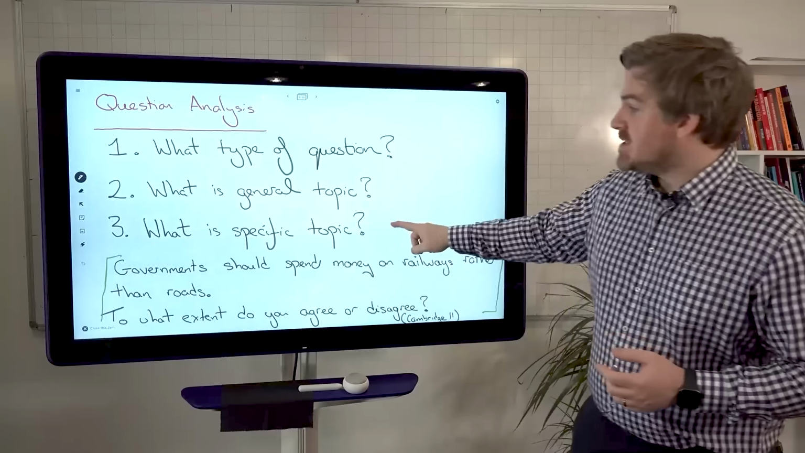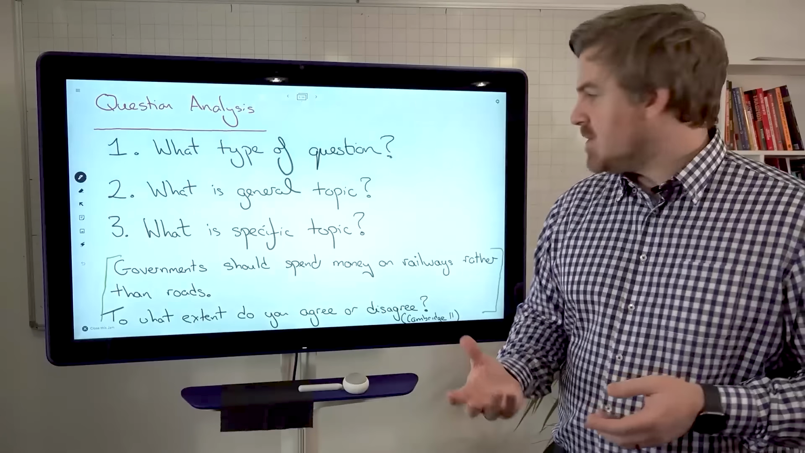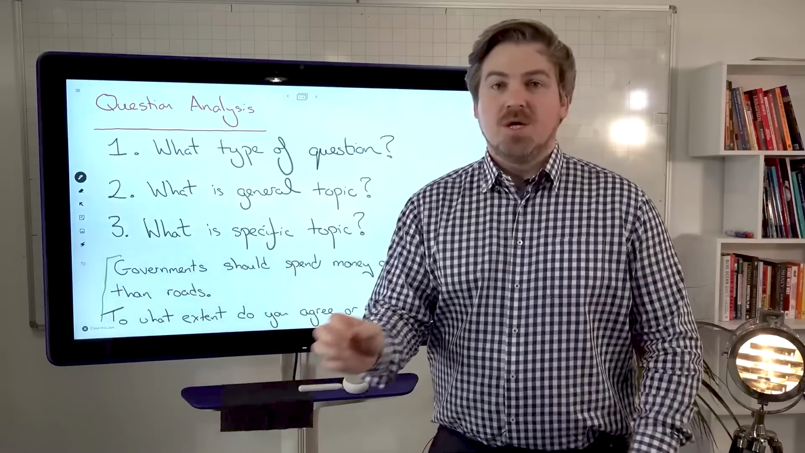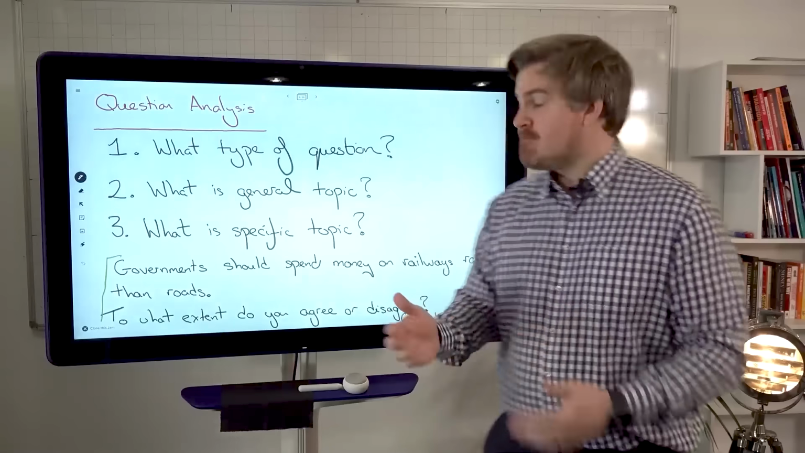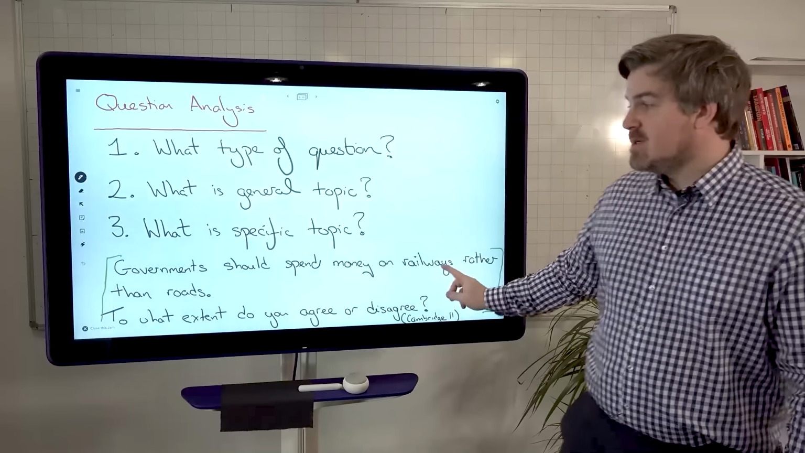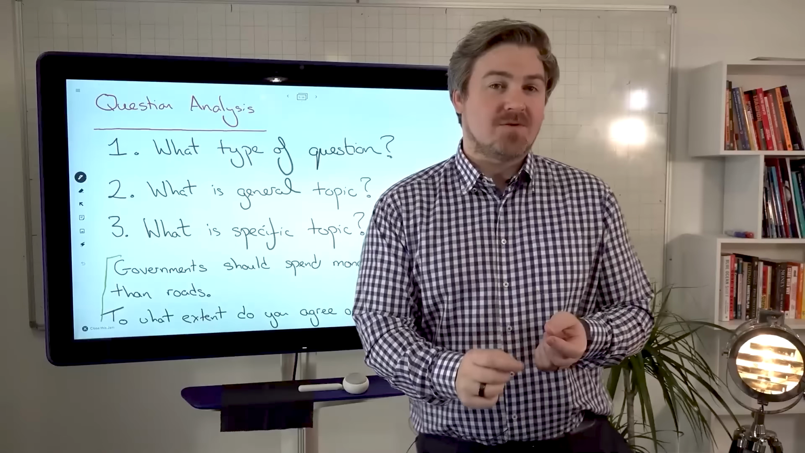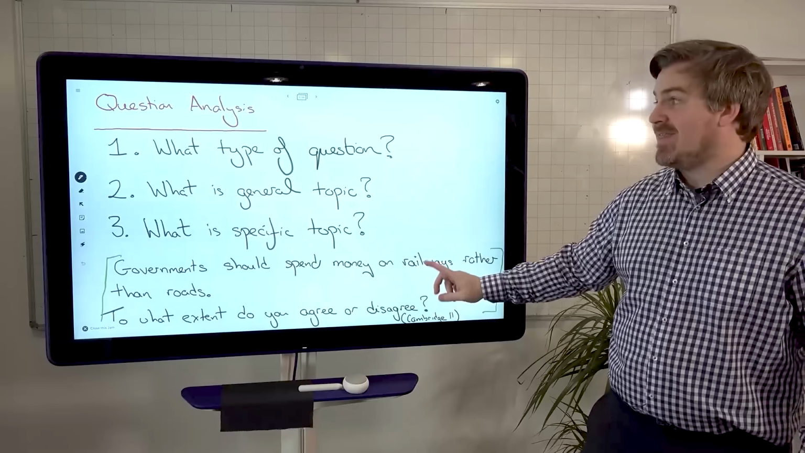Then you need to ask yourself the third question, what is the specific topic? All right, so government should spend money on railways rather than roads. So within the context of the general topic of government spending, you need to talk about whether government should spend money on railways or roads. That is the most important aspect of the question. And you need to say, do you agree or disagree about that thing?